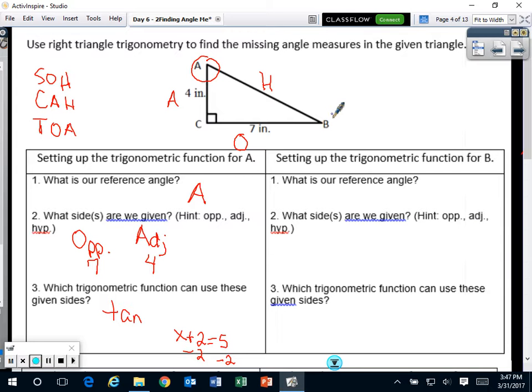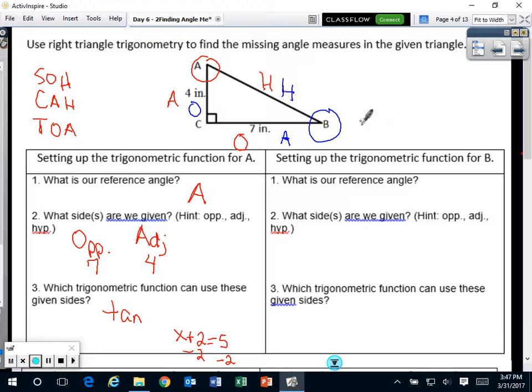So this time, since I'm trying to find angle B, I'm going to circle angle B here. Now, since angle B is my reference angle, I've got to figure out what's my opposite, my adjacent, and hypotenuse based on that angle. So coming over here, this is my opposite side. Down here is my adjacent side, and hypotenuse is always the same. It's always across from your 90-degree angle.